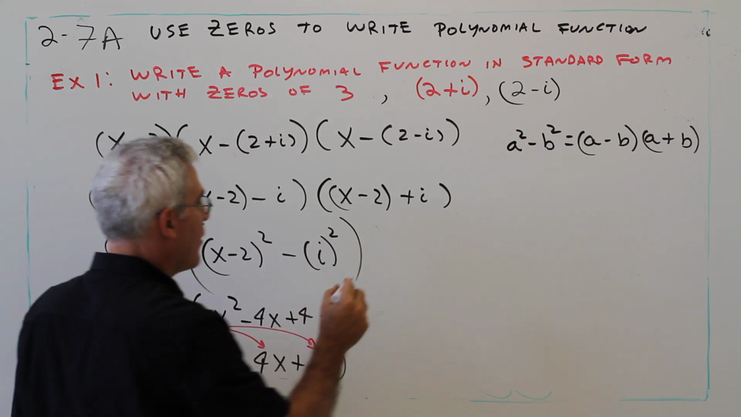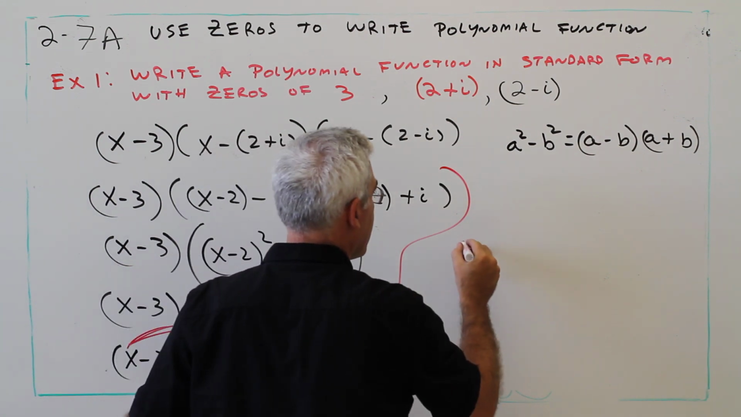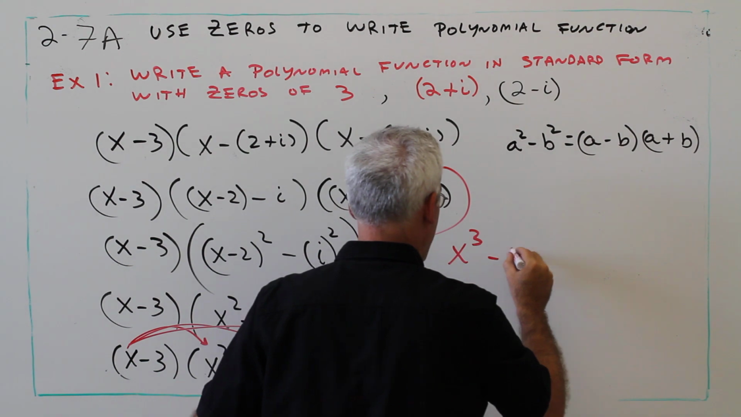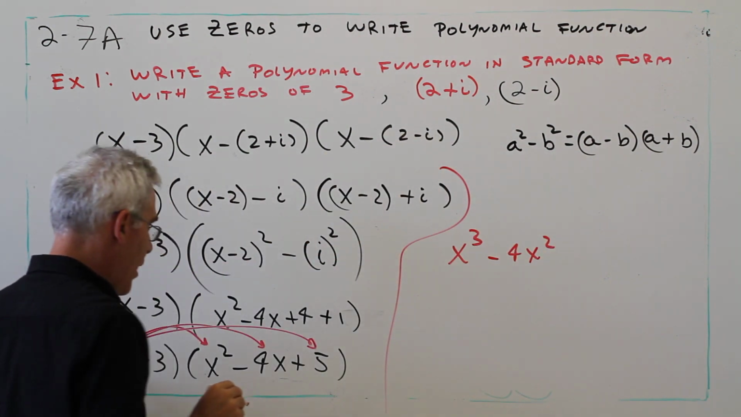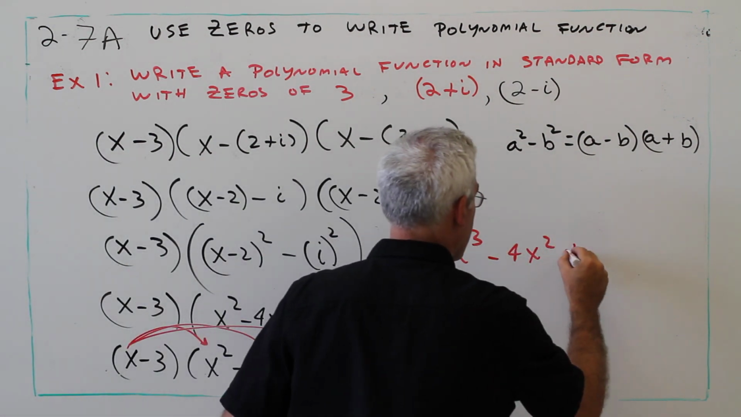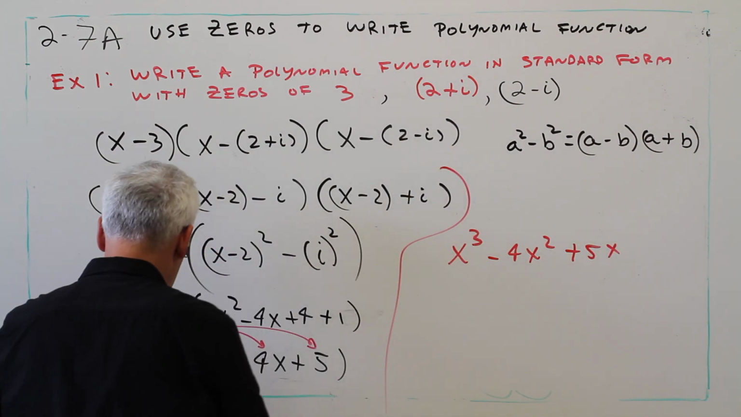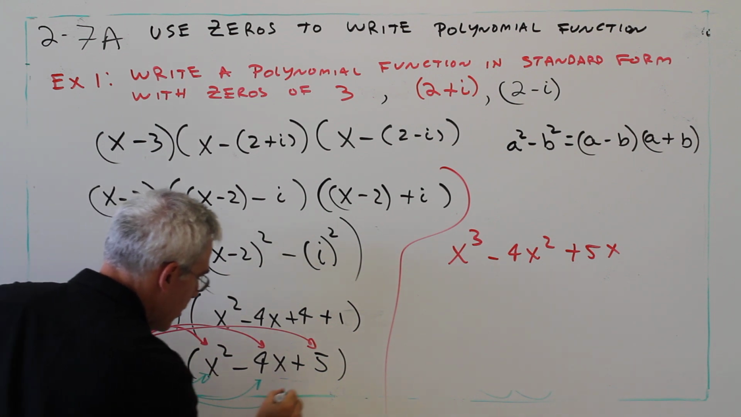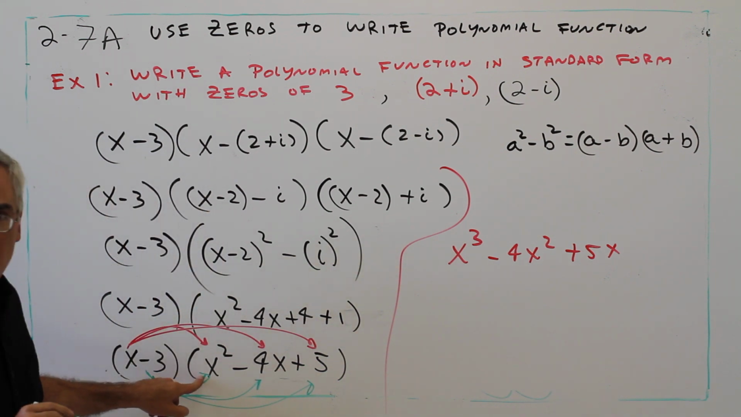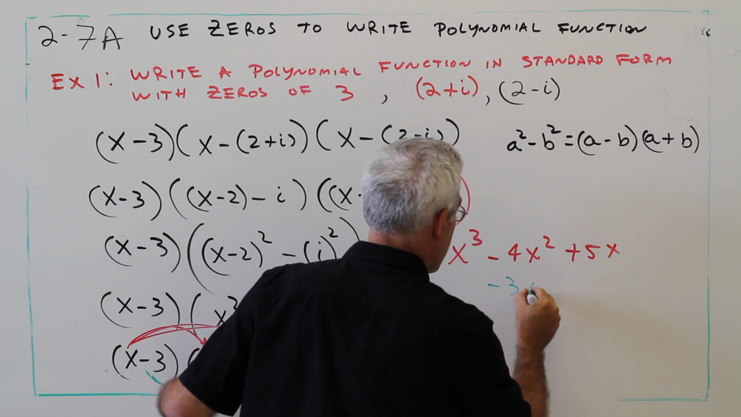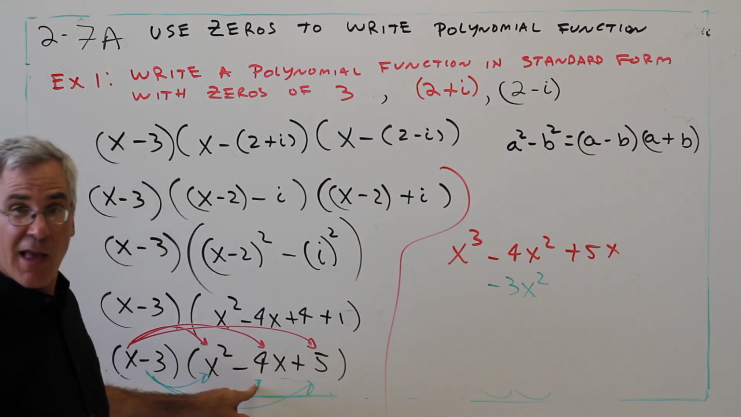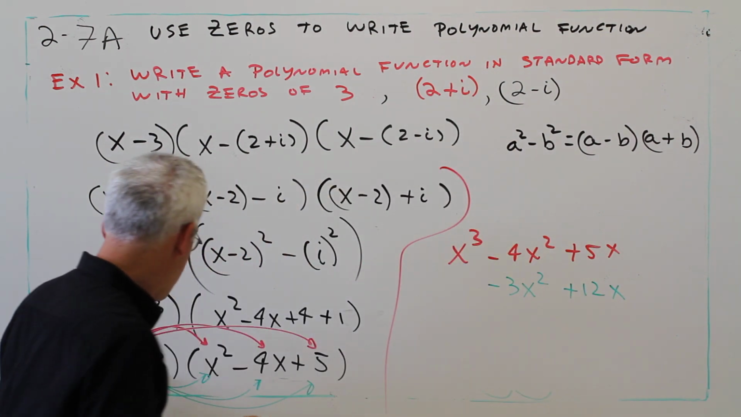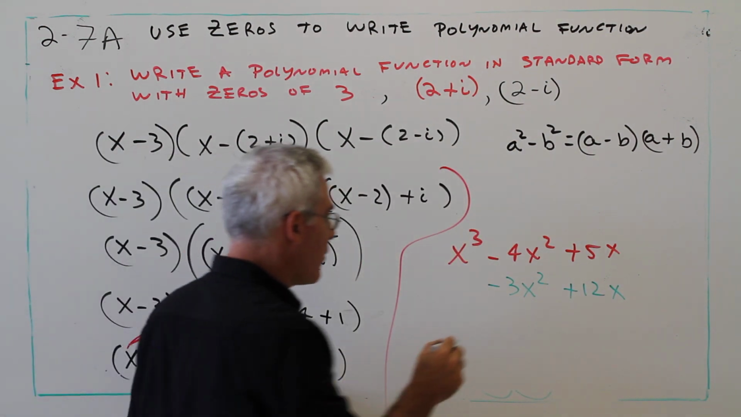x times x squared is x cubed. I'll go over here. x times minus 4x is minus 4x squared. x times 5 is 5x. Now I'll go down here. Minus 3 times x squared is minus 3x squared. Minus 3 times minus 4x is plus 12x. Minus 3 times plus 5 is minus 15.